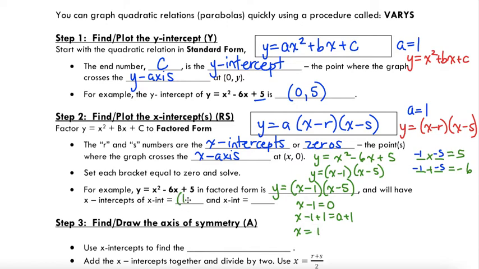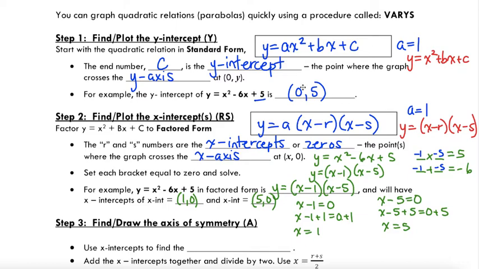So that's going to be one of mine, because remember, the x-intercepts always have the number and then the 0. So (1, 0) is one of them. And then I'm going to do the same thing with my second bracket. I'm going to write my bracket, and I'm going to set it equal to 0. And I'm going to isolate for my letter x. So the opposite of subtracting 5 is adding 5 to both sides. Negative 5 plus 5 is 0, and 0 plus 5 is 5. So I have my other x-intercept at the coordinate (5, 0).